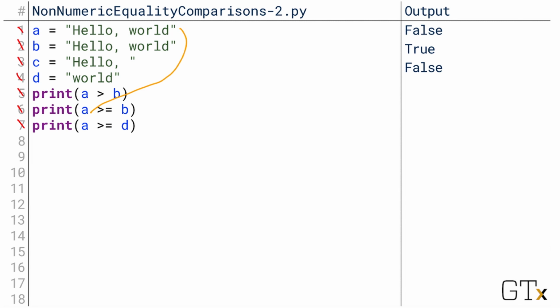On line 7, though, we ask, is A greater or equal to D? Again, earlier strings alphabetically are said to have lower values. H comes before W, and so the string hello world would be said to have a lower value than just the string world. And so it's false to say that A is greater than or equal to D. If you play with this, though, you'll find a strange behavior. In Python, all capital letters are sorted before all lowercase letters. So a string beginning with a capital Z would be treated as less than a string beginning with a lowercase a.